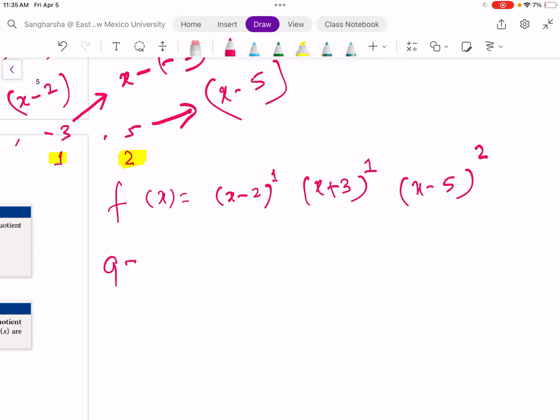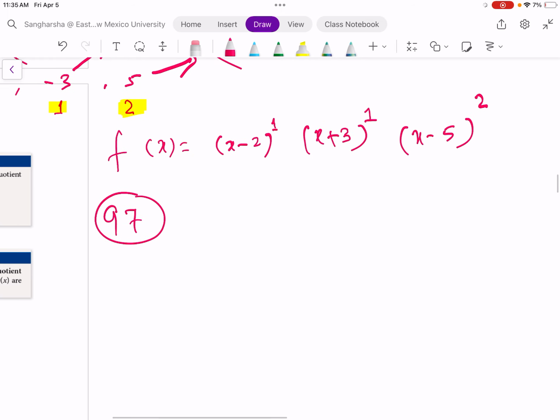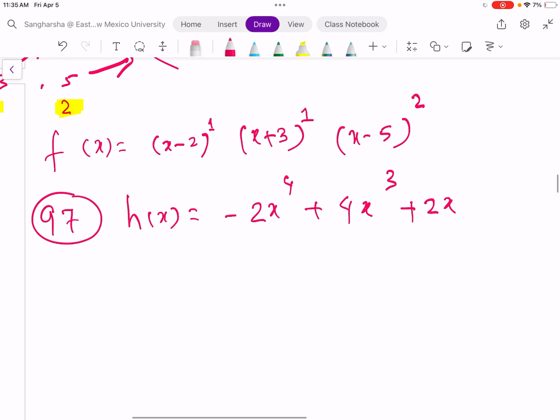Number 97 is h of x equals -2x to the power 4 plus 4x cubed plus 2x. Now this is a function, and you are asked to write this function in factor form. That's the very first question. Rewrite this function in factor form. It means you have to factorize this trinomial.